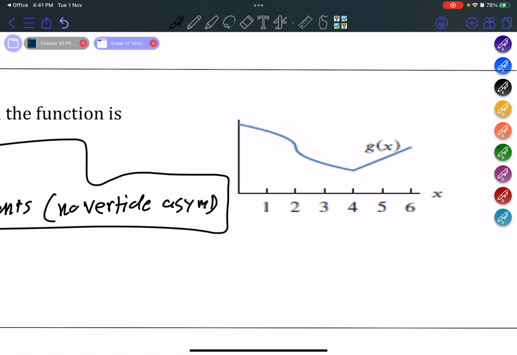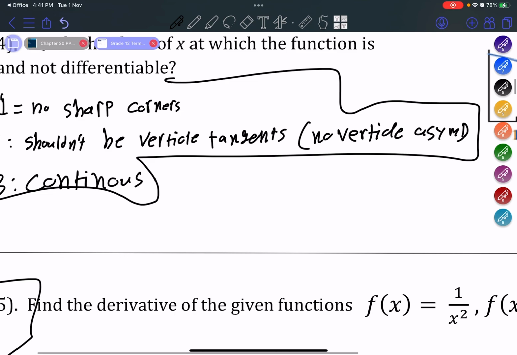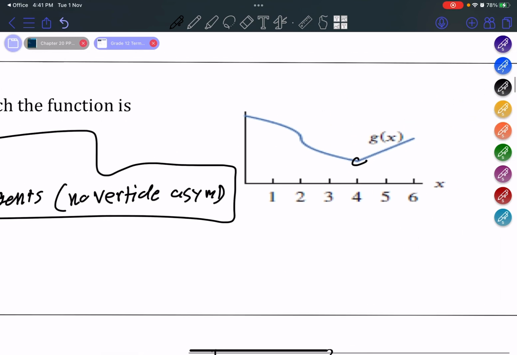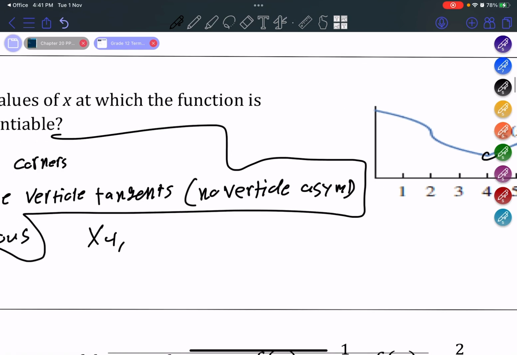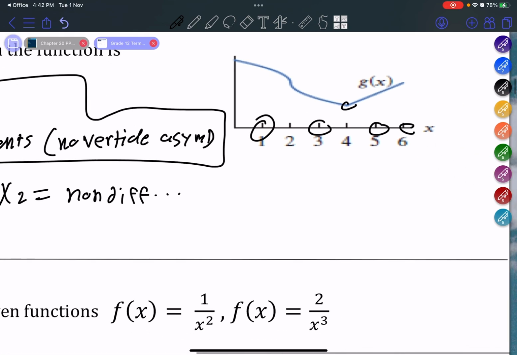Let's first find where the function is not differentiable. We can see that 4 is clearly not differentiable because at point 4 we see a sharp corner, hence x equals 4. And if we go to x equals 2, we see that there's a vertical tangent line, which means x equals 2 is also non-differentiable. Now for the rest of the points, they are differentiable. So 1, 3, 5, and 6 are differentiable.